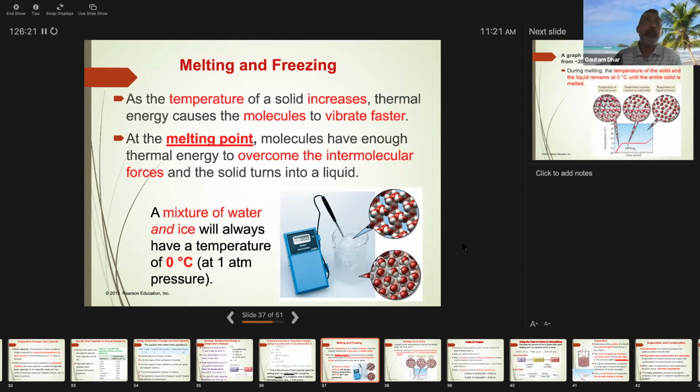If you look at the situation here, ice is melting, and if you put a thermometer here, as long as there is ice, the temperature will hold at 0 degrees centigrade. But it is still absorbing heat, and this is called the heat of fusion. Fusion means melting, and this heat is used to overcome the intermolecular forces. But the temperature is still the same at 0 degrees centigrade.